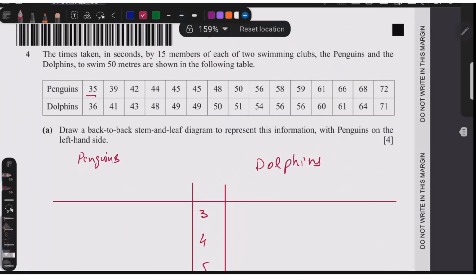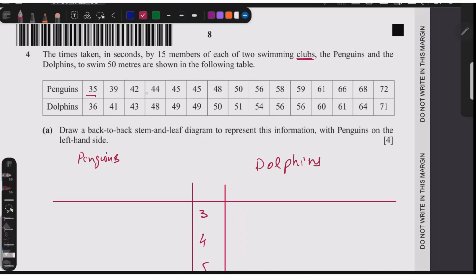In question number 4, we have been given two pieces of information regarding the penguins and dolphins. The time taken in seconds for 15 members of each of two swimming clubs, penguins and dolphins, to swim 50 meters are shown in the diagram. So these are the two clubs.